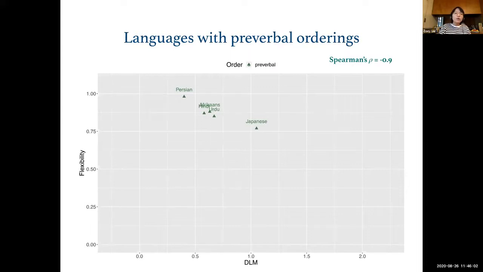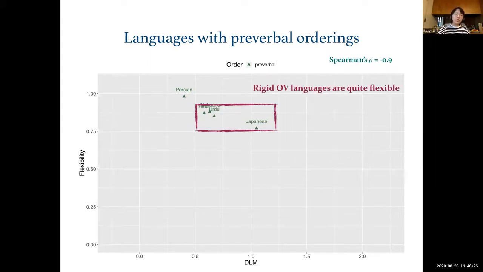And I want to draw your attention to 3 languages here, which are Hindi, Urdu, and Japanese. Hindi and Urdu are relatively more difficult to see, but you could take my word for it. And so based on the patterns here, the ordering flexibility values are quite high, above 0.75. And this means that these rigid OV languages, at least in the context that I'm looking at here, are actually quite flexible, which is a little bit counterintuitive to previous assumptions.